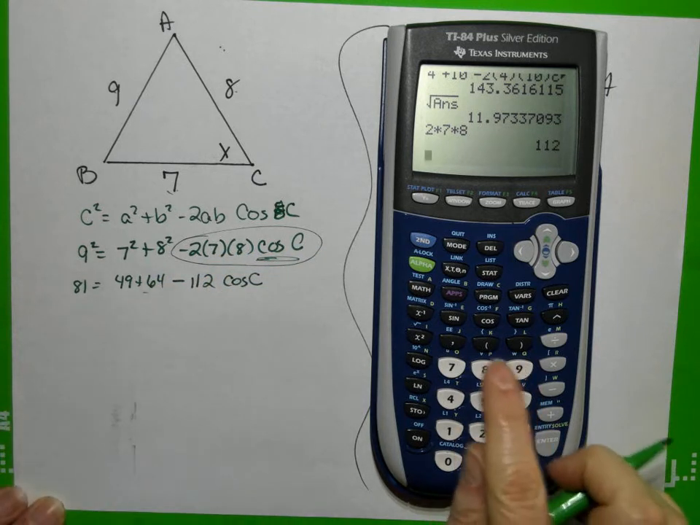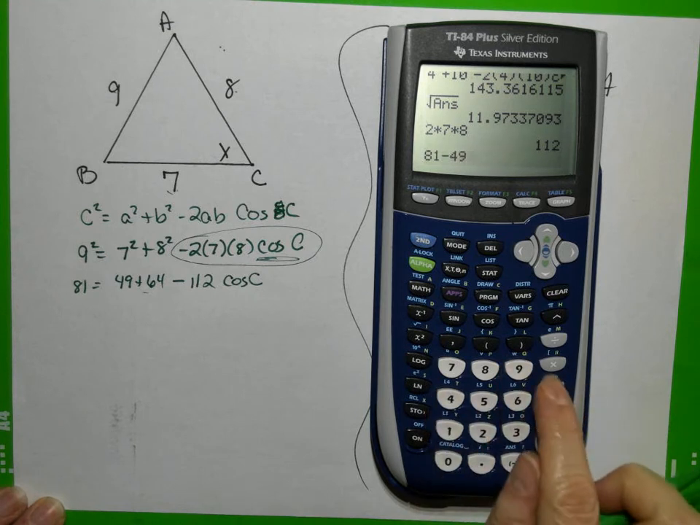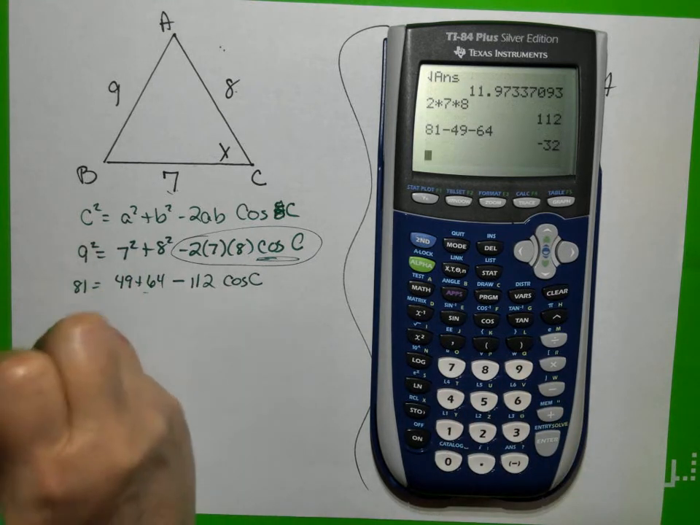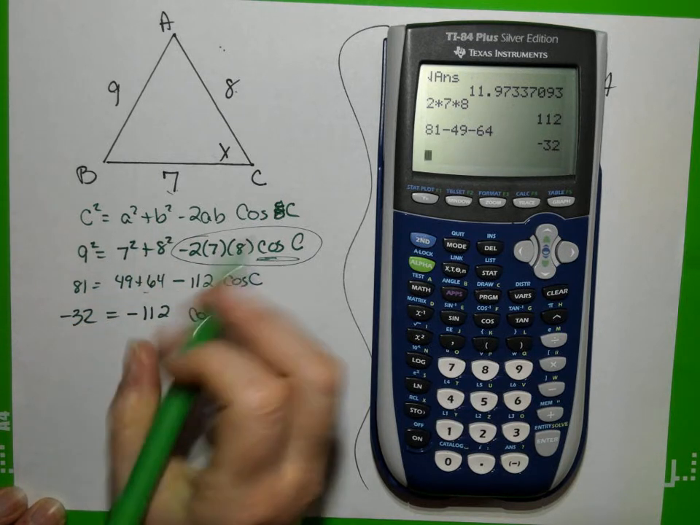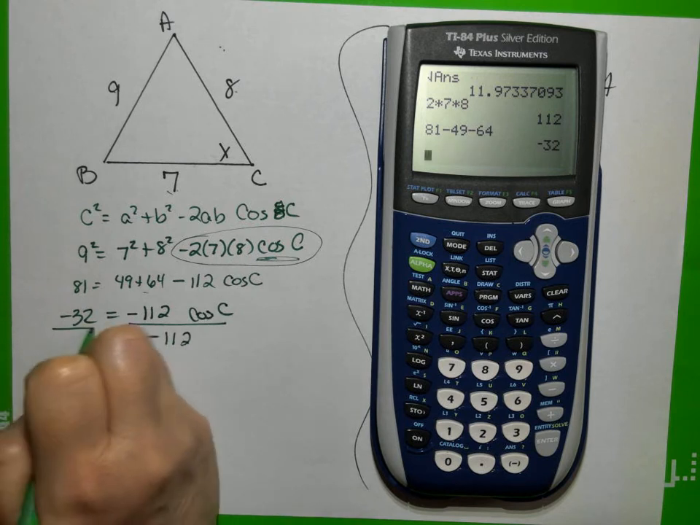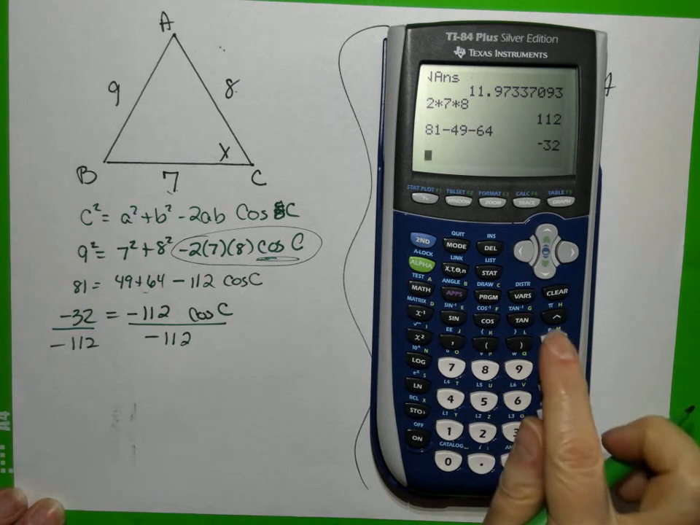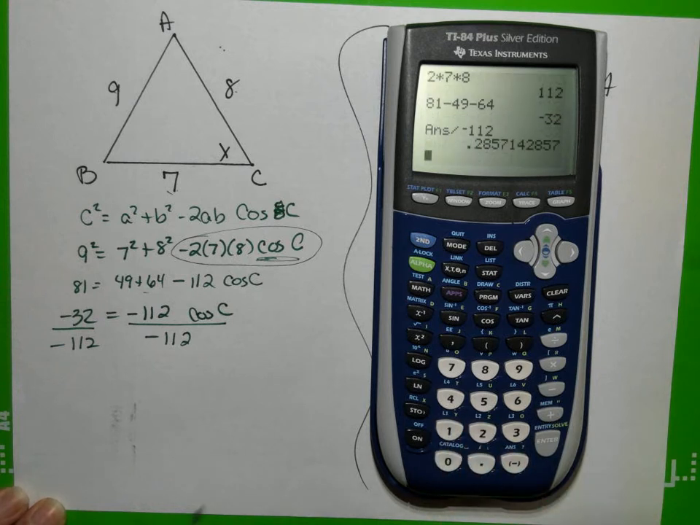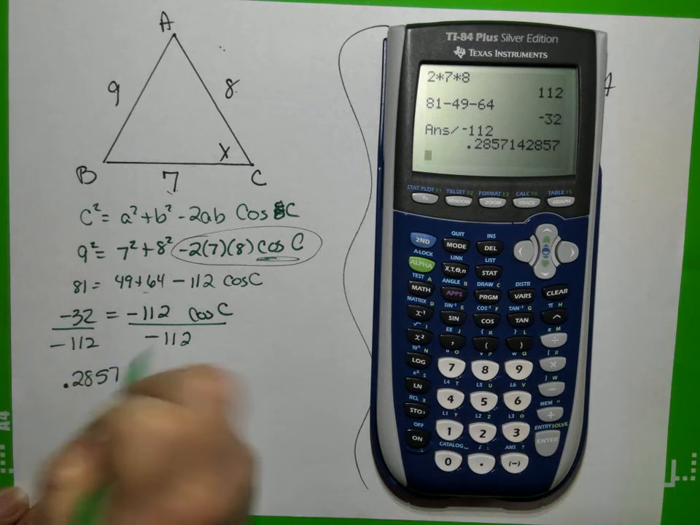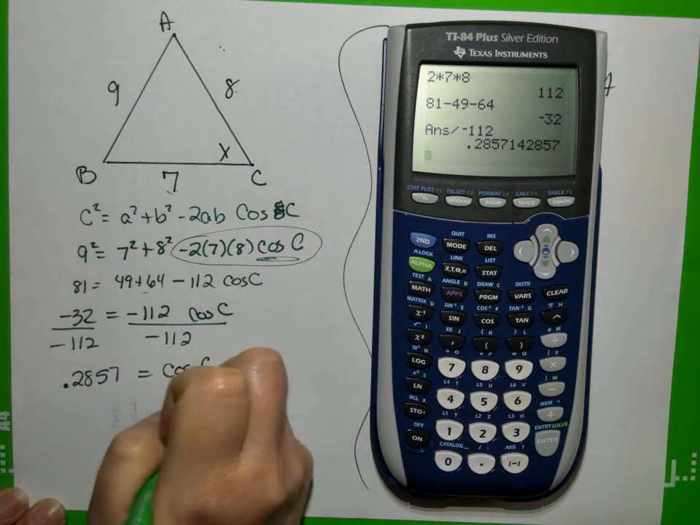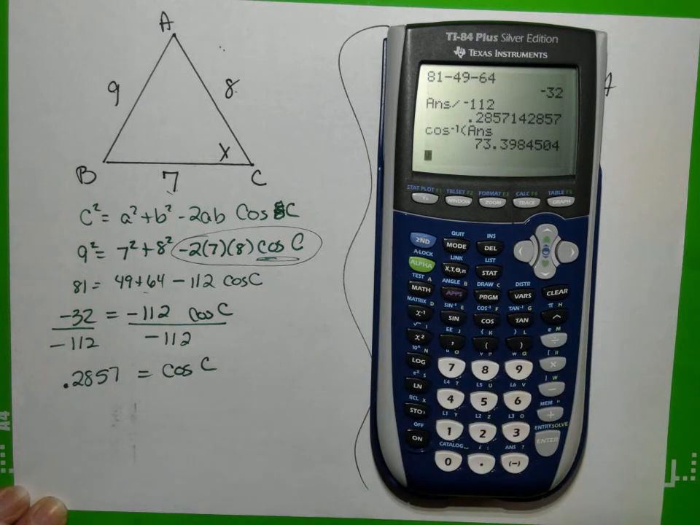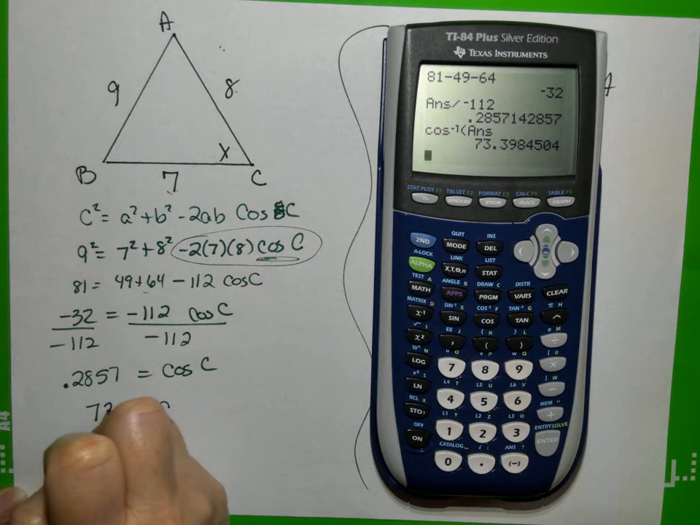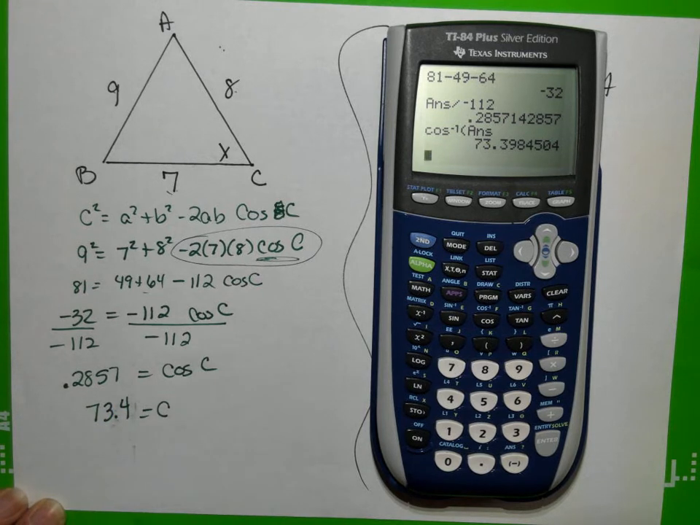I'm going to get these out of the way. So 81 minus 49 minus 64 gives me negative 32 is negative 112 cosine of C. I'm going to divide by negative 112. Again, a negative divided by a negative, so divided by negative 112 gives me 0.2857, so forth and so on, is the cosine of C. Second cosine of that number, and I get C is 73.4 degrees. 73.4 degrees, not so horrible.